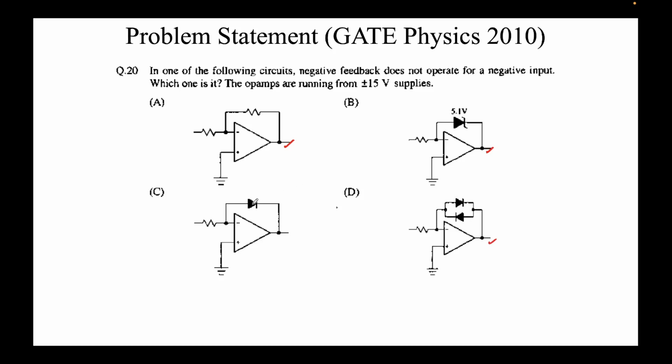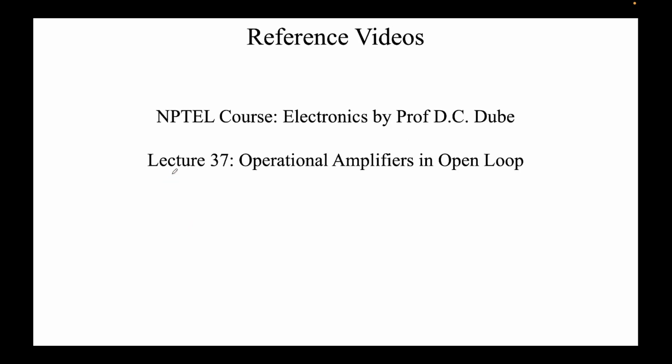However, this one is a problem, because when V in was negative, we saw that this circuit was not conducting, and we are required to find the one that does not operate. So C is our correct option.